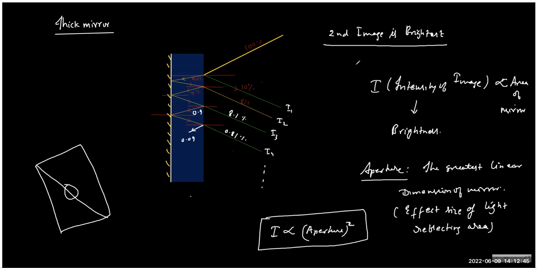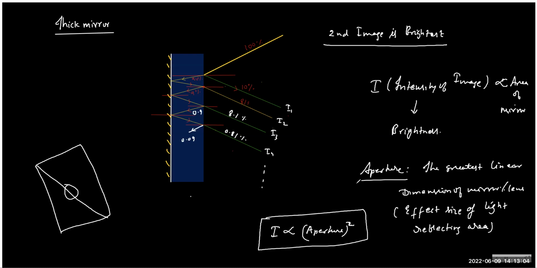Aperture is the greatest linear dimension of a mirror. It could be for a lens also, or anything. It's just a concept: through what area the light is entering the instrument. That's called the aperture size.